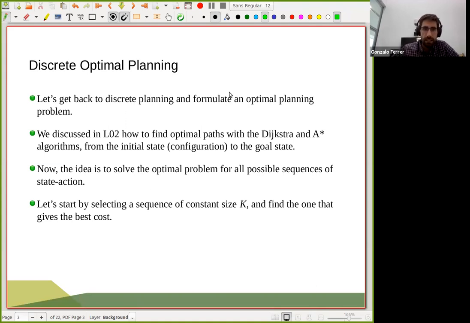We want to retake the problem of finding the optimal plan in this discrete space. This was already solved, as we saw in lecture 2, by Dijkstra and A star in a slightly more efficient way. So what is going to be new, we'll see. Instead of analyzing these 2 algorithms, we will start by solving all possible sequences, all possible trajectories that lead in one way or another to an optimal plan.